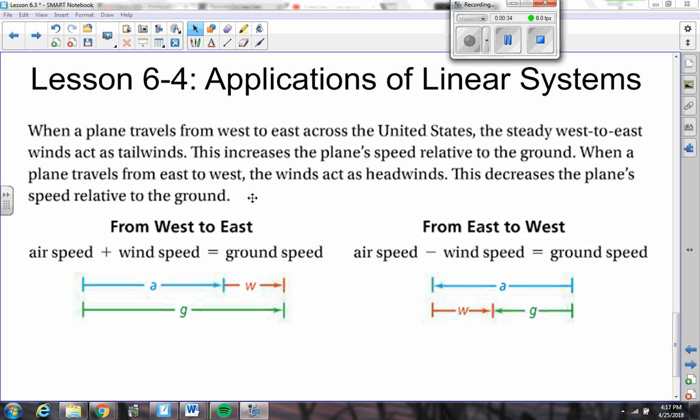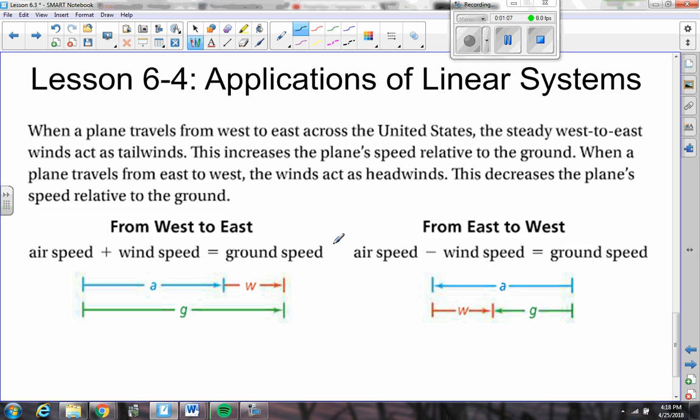So when we are, let's say, flying an airplane or rowing a canoe up a river or down a river, the speed of the wind or the current is going to affect the speed that we're actually traveling at, regardless of how fast an airplane thinks it's going or how fast a canoe paddler thinks they're paddling. The river current or wind speed is going to affect, either helping or hurting, that overall speed that we're moving at.